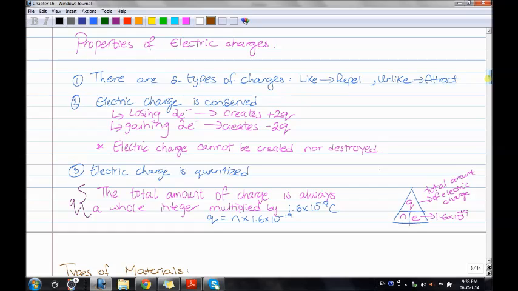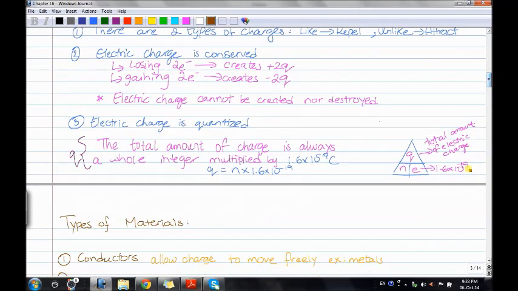Now let's move to the third property. Electric charge is quantized. The total amount of charge is always a whole integer multiplied by 1.6 times 10 to the power of negative 19 coulomb. So Q equals N times 1.6 times 10 to the power of negative 19. This is the Q, this is the N, and this is the e, where e is 1.6 times 10 to the power of negative 19 coulomb.